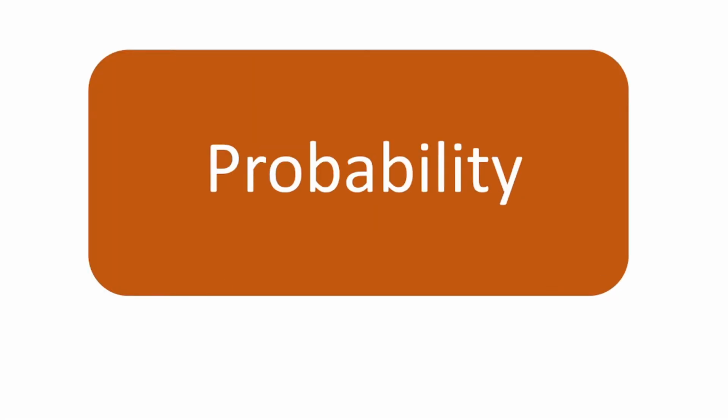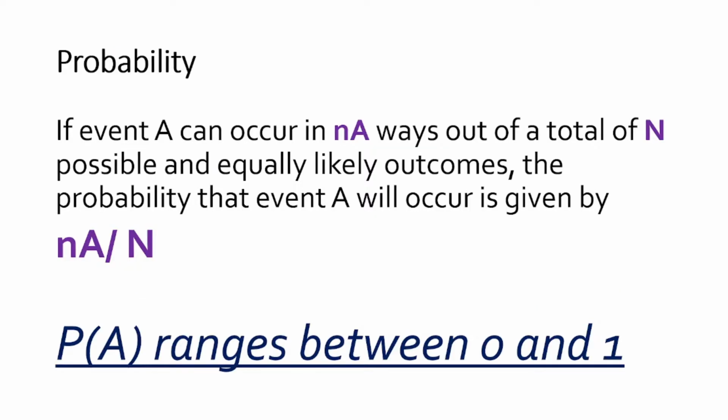This lecture is about probability. We will discuss probability here. Event A can occur in Na ways out of a total of capital N possible and equally likely outcomes. The probability that event A will occur is given by Na by N. Quite a mouthful, don't worry, we'll walk through an example.